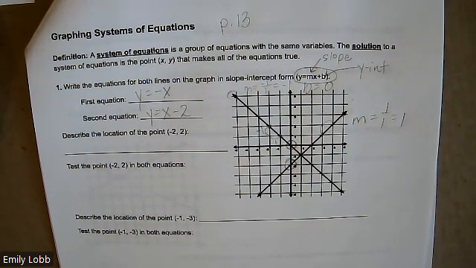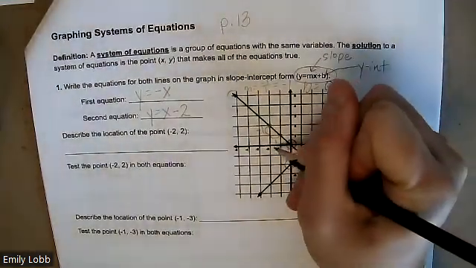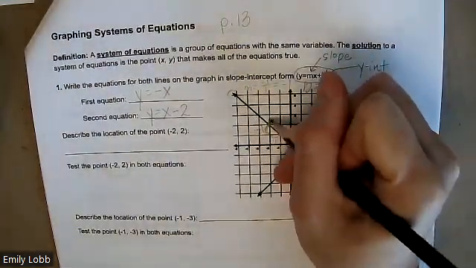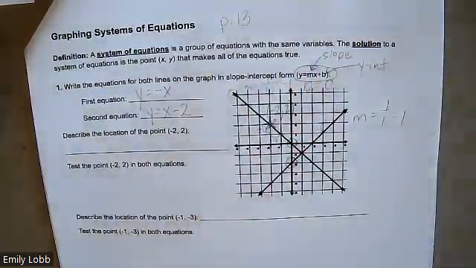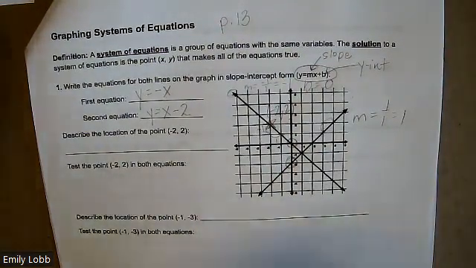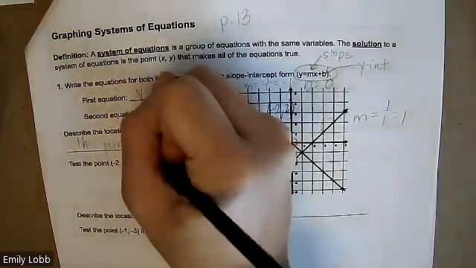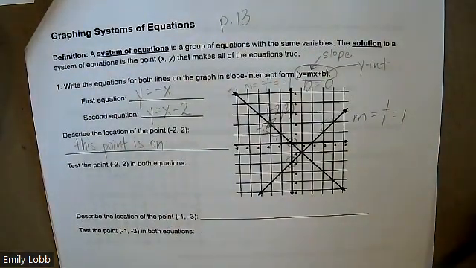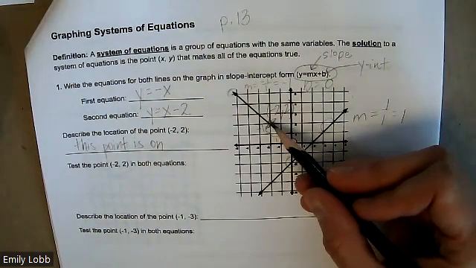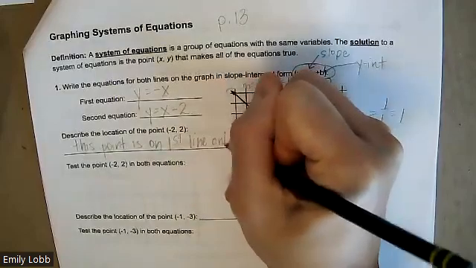Describe the location of the point (-2, 2). Okay, so here's -2 and here's 2. So this is the point (-2, 2). This point is on what line? This point is on the first line only, right?